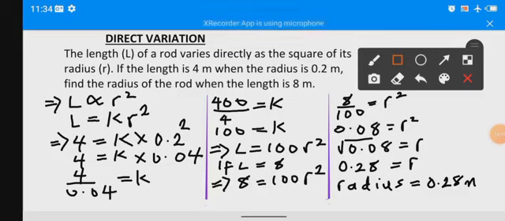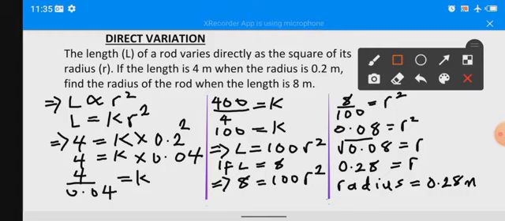Hello, in this video we'll be looking into direct variation. Direct variation is a form of variation in which one quantity varies directly. That is, as one quantity increases, the other quantity also increases. If the value of a quantity decreases, the value of the other quantity decreases as well. That is direct variation.